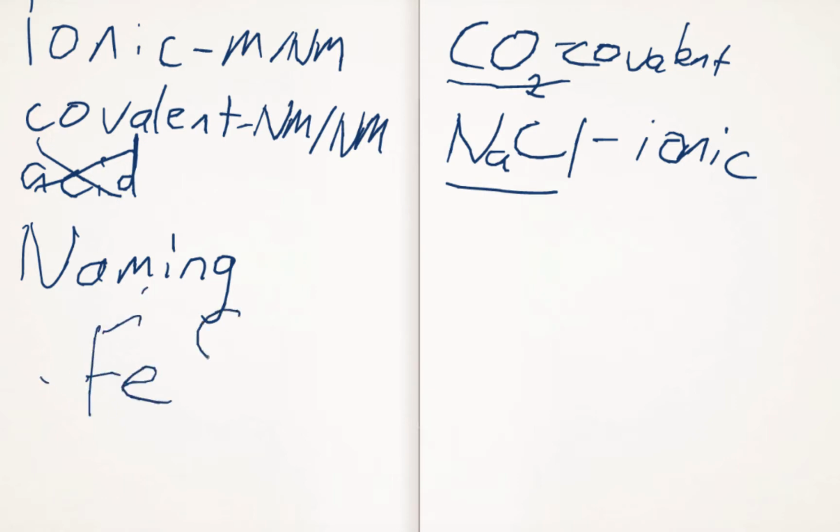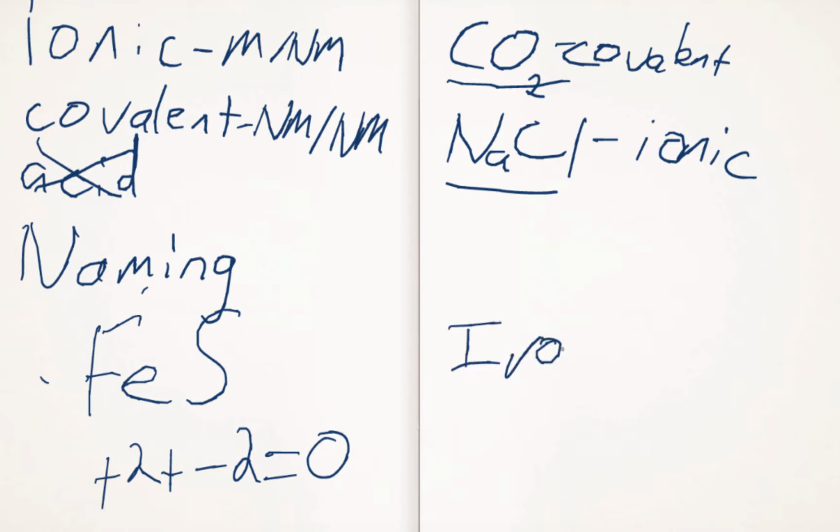Let's see. FeS. Sulfur's a -2. And you know that together they have to add up to equal 0 to cancel out. So what does the charge of iron have to be in this case? That would be +2. So the correct name for this would be iron(II). The technical way is to put it in parentheses, sulfide.